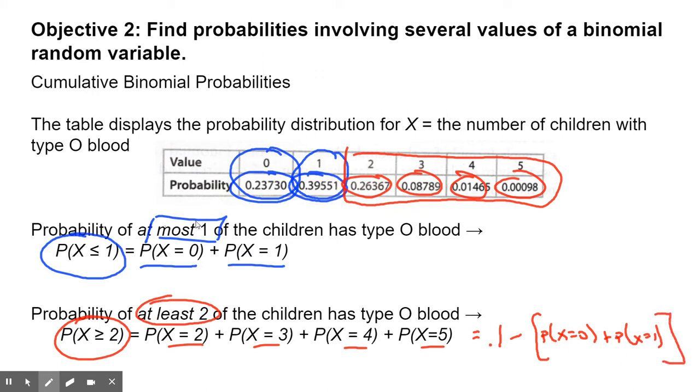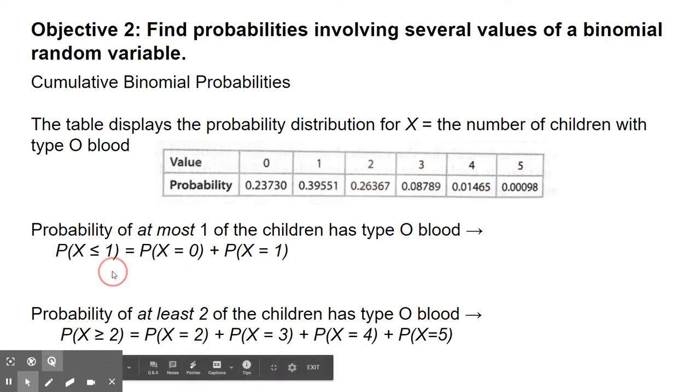Right, so we could add the 2 that we're not including and then subtract from 1, because remember, all 6 of those probabilities have to add up to 1. So be aware of that. So there's multiple ways to do problems. Again, it's just how many numbers you want to type in your calculator. Not a big deal. Okay.